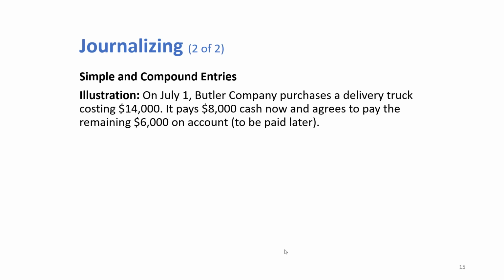On July 1st, Butler Company purchased a delivery truck costing $14,000. It pays $8,000 cash now and agrees to pay the remaining $6,000 on account. Basically, this is a compound entry where Butler Company purchased a delivery truck costing $14,000, but they pay only $8,000 cash and they make some dues for $6,000 which will be paid later.